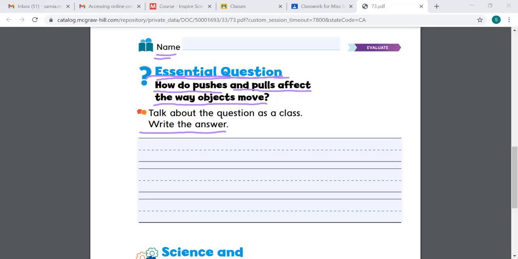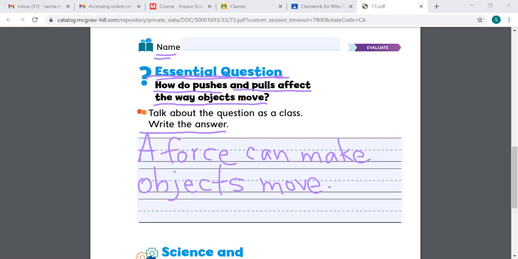So let's write here, and it's going to be a little sloppy when I write it, so bear with me. A force can make objects move. So we are using a force when we make objects move. All right, so you can write that, and you can write neater than me maybe, and maybe smaller. Since I'm running out of room, I'm going to erase this and start on my next sentence. So a force can make objects move.